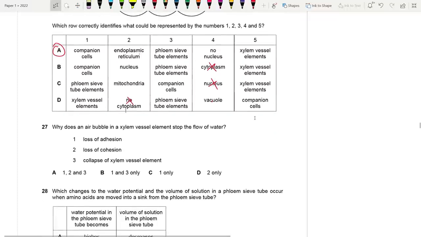27. Why does an air bubble in a xylem stop the flow of water? Basically, what the air bubble does is, look at this. This is xylem. This is the flow of water. It's supposed to go up. Now there's an air bubble here. What does it prevent? Just look at the issue.